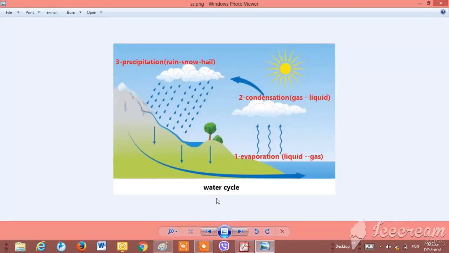Water cycle: move of water from earth to air and back to earth again. It is the move of water from earth to air and back to earth again.